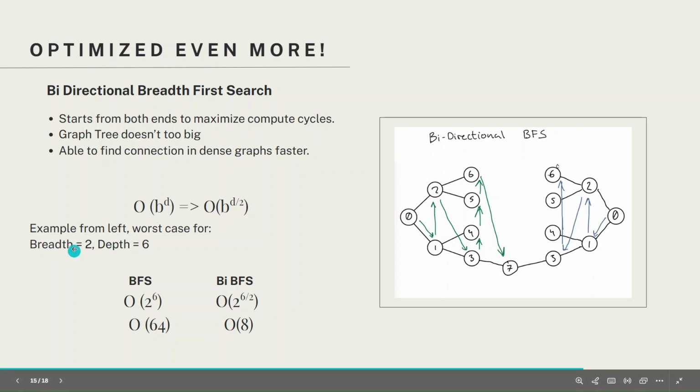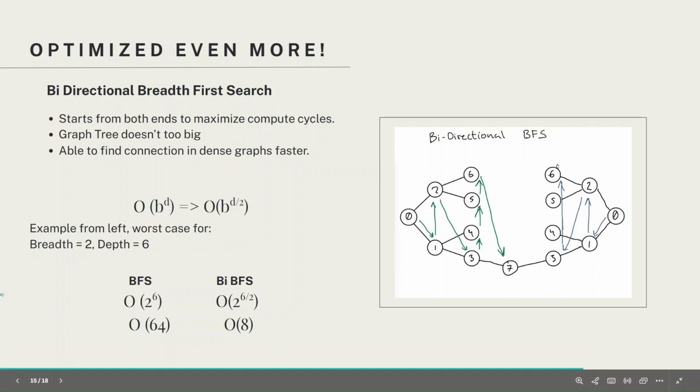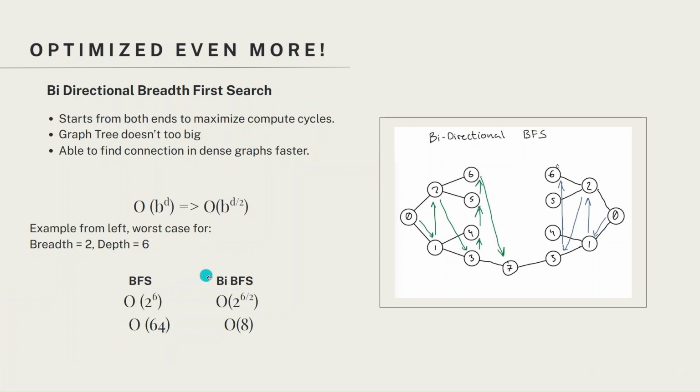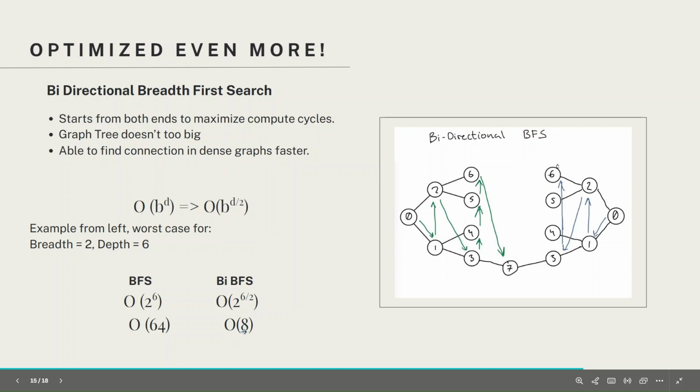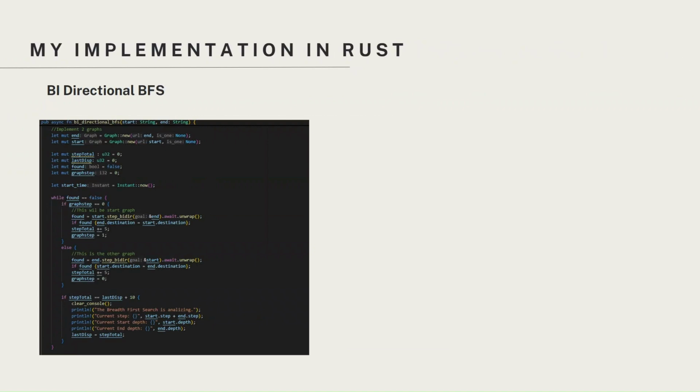And that's the example down here with big O notation: unidirectional breadth first search is breadth raised to the depth, whereas bidirectional breadth first search is breadth raised to the depth divided by 2. And just for this example right here, where it's a depth of 6, 1, 2, 3, 4, 5, 6, it takes O to the 64 to reach the end, whereas for bidirectional breadth first search, it's O to the 8, right? Perfect.